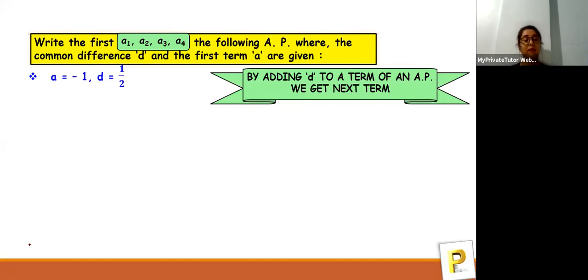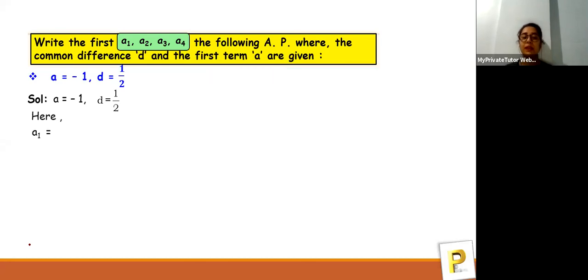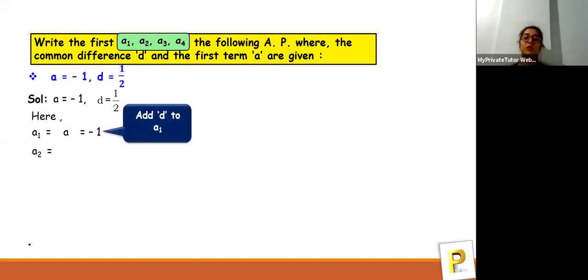And whatever answer you get, if you add 1 by 2 to that number, you get the next term. Okay, let's see the solution. So A is equal to minus 1 and D is equal to 1 by 2. Here, A1 is equal to A, that is equal to minus 1. Add D to the A1 and you'll get A2. So let's see how you do it.